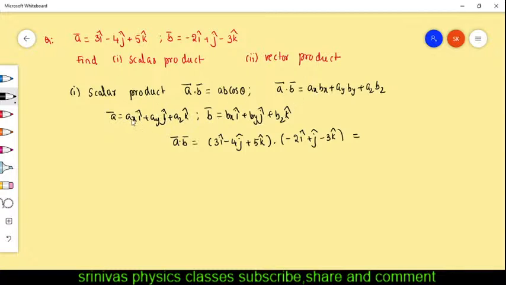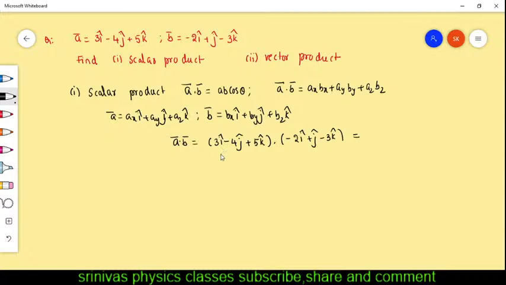AX, BX we have to do: the I coefficient of A times the I coefficient of B. Plus AY, BY, meaning the J coefficients we have to multiply. Next AZ, BZ, meaning the K coefficients we have to multiply. Then here also we can do the same thing.